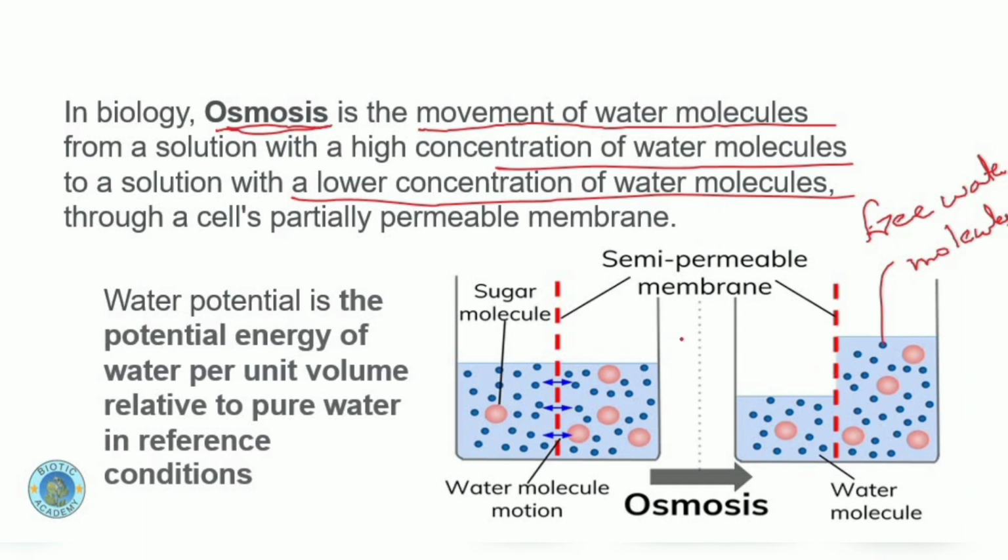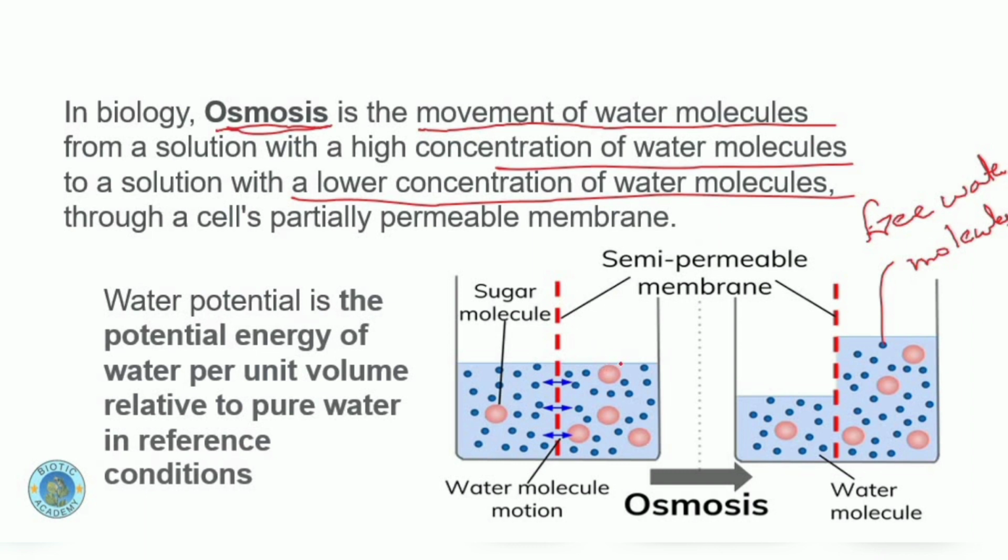Now, the most important thing for osmosis is that there should be a membrane in between the two solutions so the water molecules can move from higher water potential to low water potential. Why do we need a semi-permeable membrane? We need a semi-permeable membrane in order to separate two solutions with different concentrations so that free water molecules can move from high water potential to low water potential.